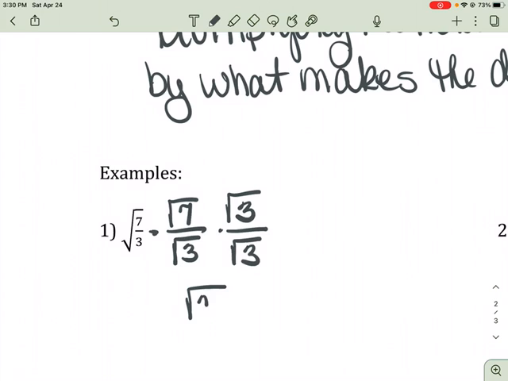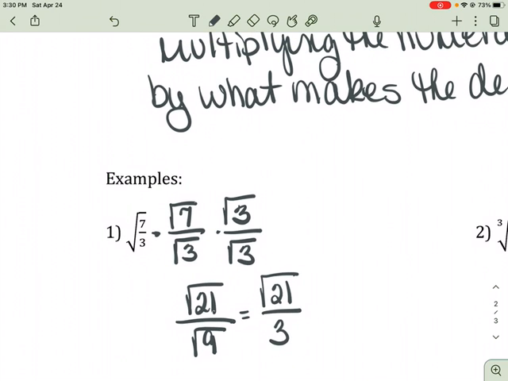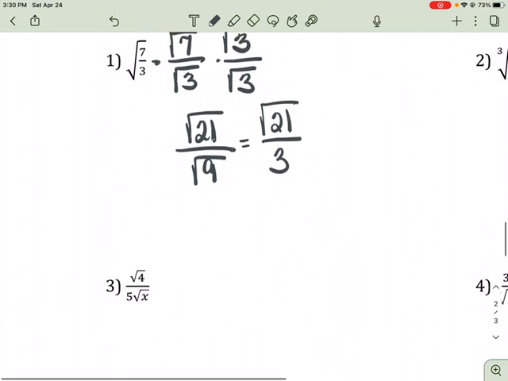So we're going to multiply straight across, and I get the square root of 21 over the square root of 9. And we know the square root of 9, that's 3. And you're done. Do not divide the 21 by 3. 3 is an integer. Square root of 21 is an irrational. You can't divide those. It's like they don't play well in the sandbox kind of thing. You can't divide them. 2 different types of numbers.